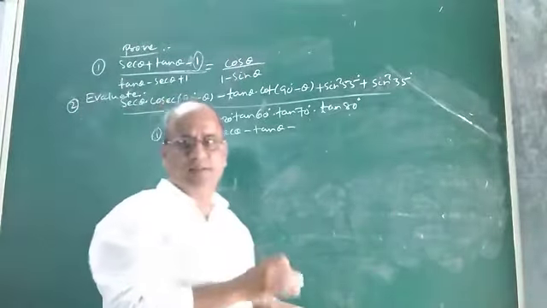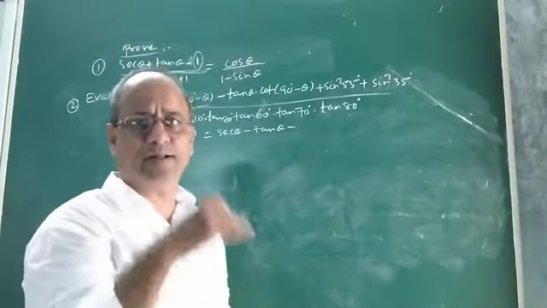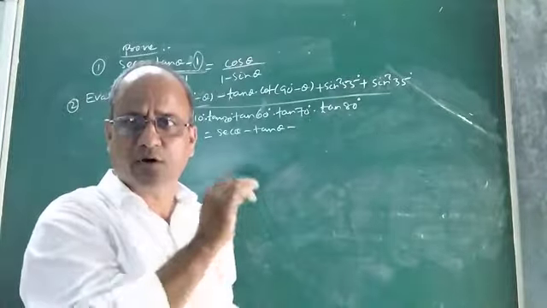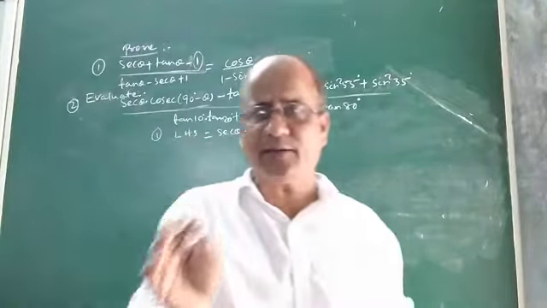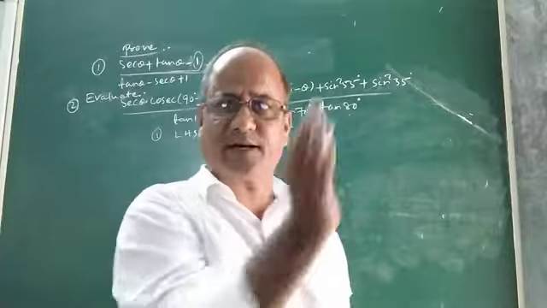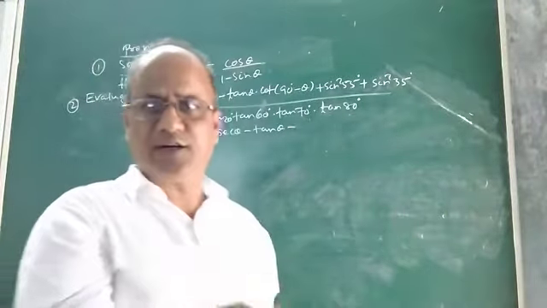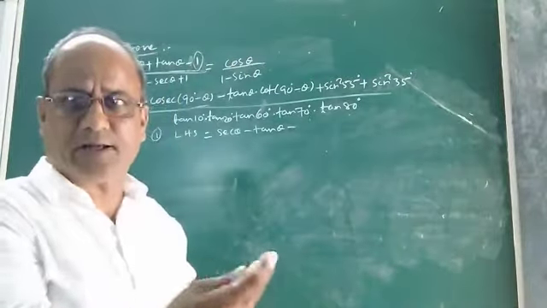How to prove it? See children, this particular trigonometric identity can be proved in a variety of ways. Let me tell you the easy procedure. In order to prove a trigonometric identity, either we break the LHS and get the RHS, or we break the RHS and get the LHS, or we break both. In this particular question, it will be better and easier if we break the LHS and get the RHS. Let me tell you how to do it.